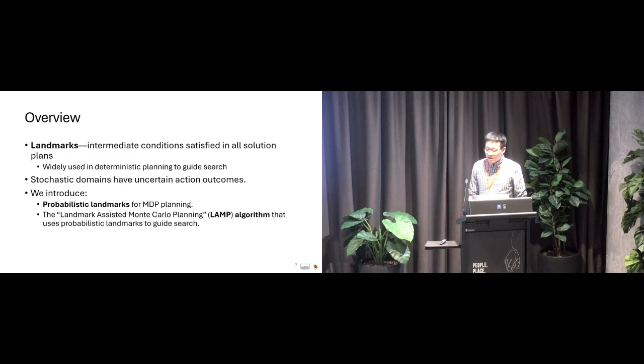First, we formalize the concept of probabilistic landmarks as a natural extension of the landmarks used in classical planning. Second, we introduce the LAMP algorithm. LAMP stands for Landmark Assisted Monte Carlo Planning, and it leverages those landmarks to guide a Monte Carlo-based search. It basically decomposes a complex long horizon problem into a series of more manageable subproblems. We're using the landmarks as sub-goals here.